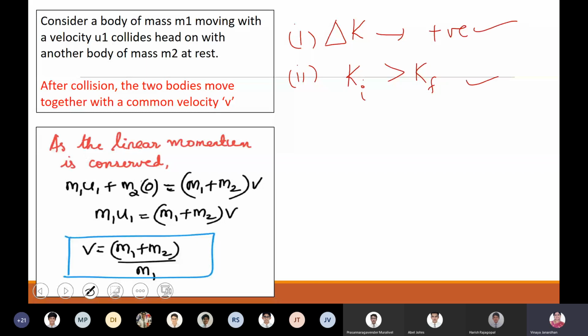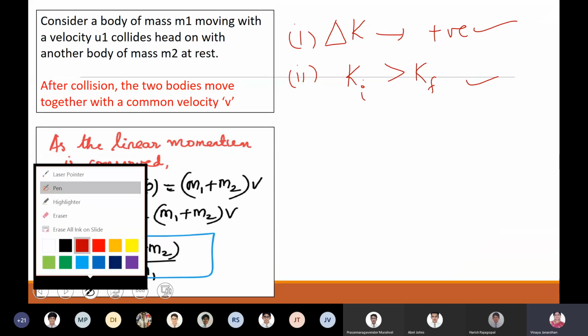So two things you have to prove. One is that your change in kinetic energy is a positive quantity. The second is that the total initial kinetic energy must be greater than the final kinetic energy. In that sense, some amount of energy is being lost. So these two things we need to prove.